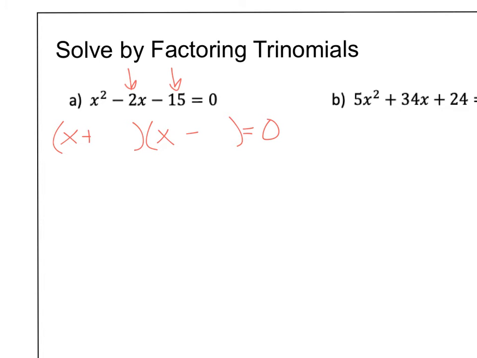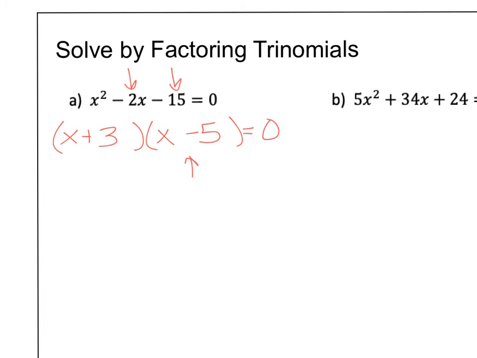Now since we multiplied to a negative, that's how I know we have two different signs, but we're adding up to a negative number. So that means that our bigger number is going to go with the negative. So I'm going to have x plus 3 and x minus 5.